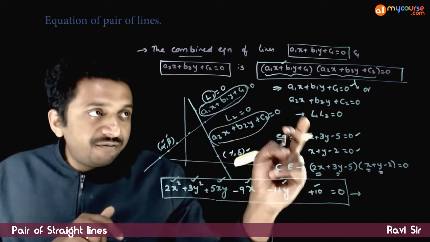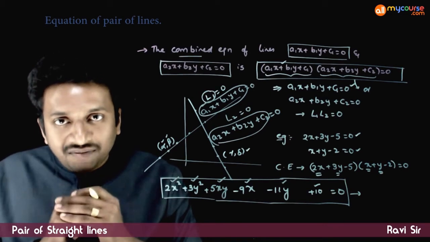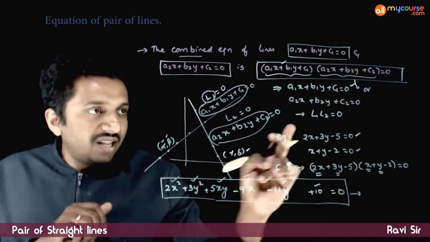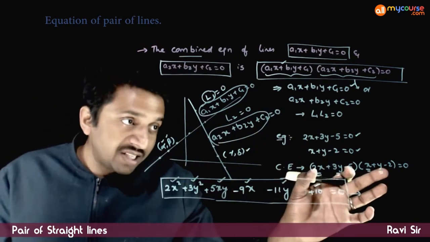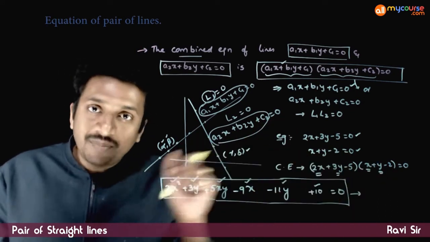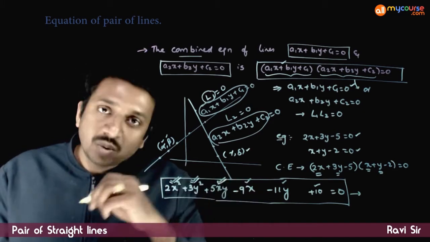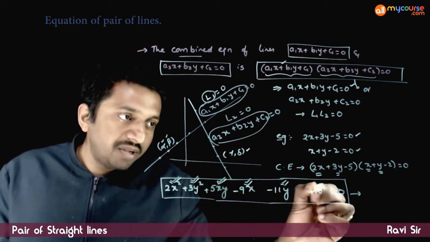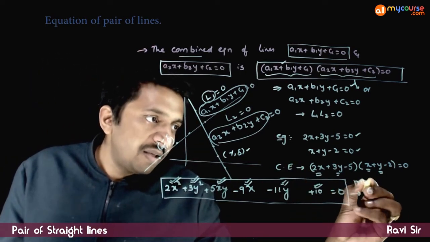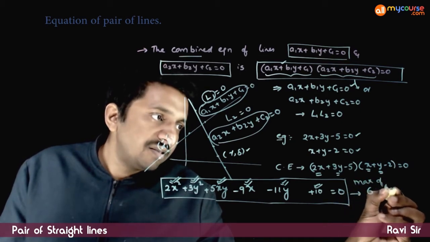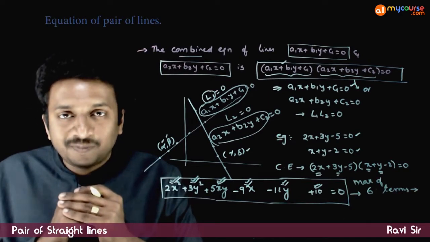So if two lines L1 = 0 and L2 = 0 are given, the combined equation is L1 L2 = 0, and if you expand the brackets, you get an x squared term, y squared term, xy term, x term, y term, and a constant. You can get a maximum of 6 terms in the equation of a pair of lines.